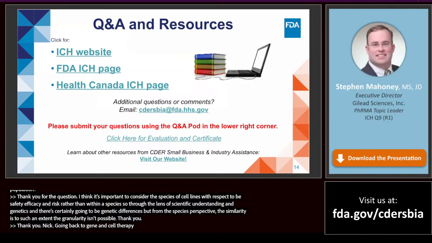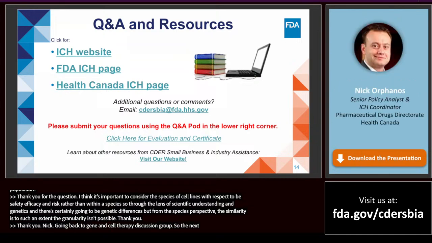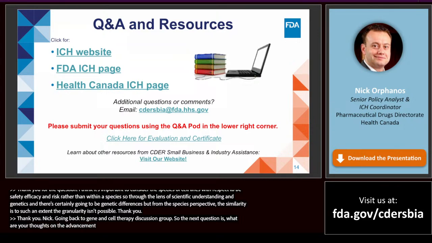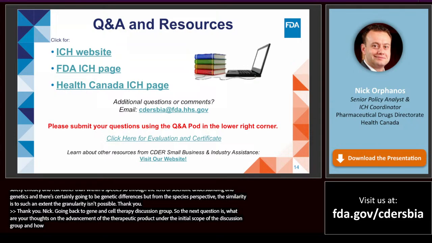So the next question is, what are your thoughts on the advancement of the therapeutic products under the initial scope of the discussion group, and how the remit will help in advancement of these products and other cell and gene therapies products, especially in light of the fast speed of technological development of ATMPs?